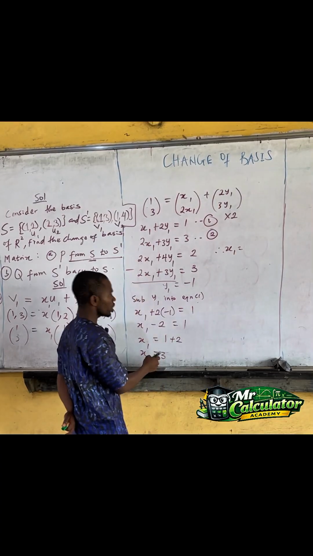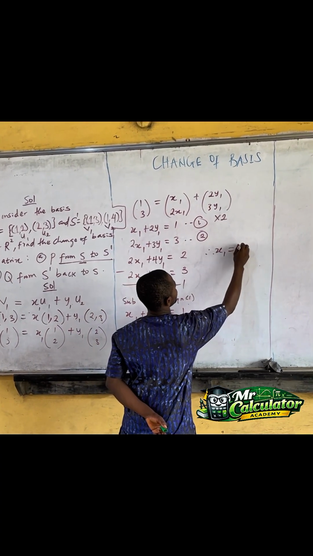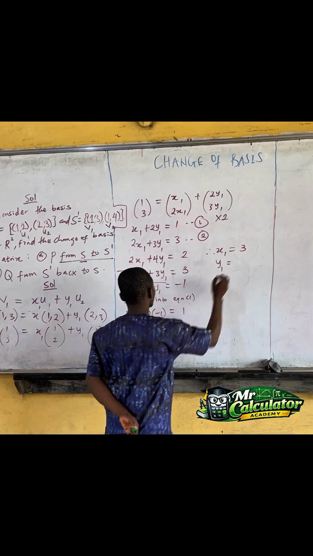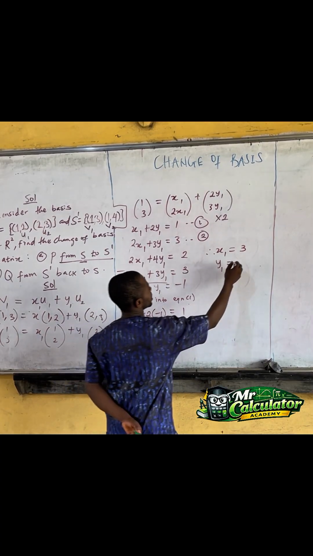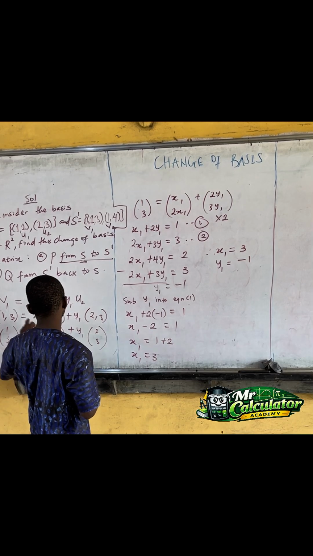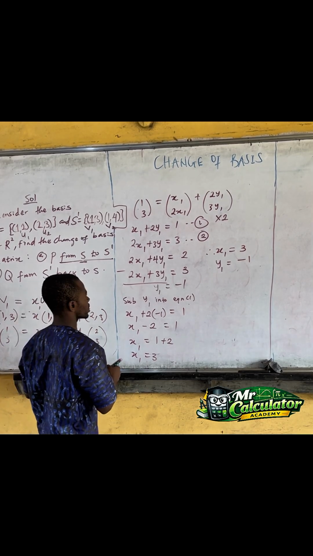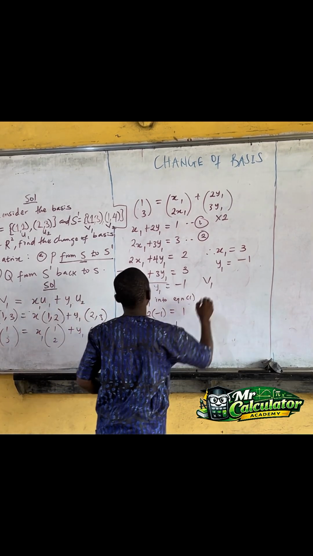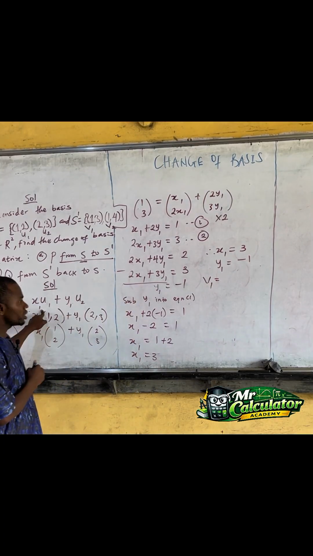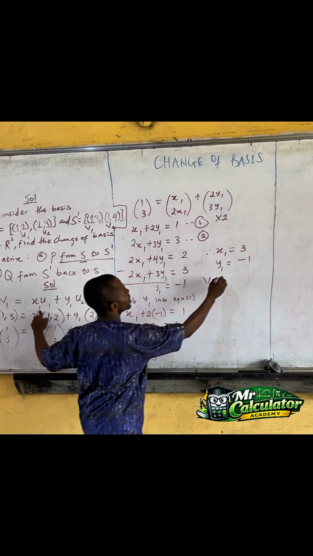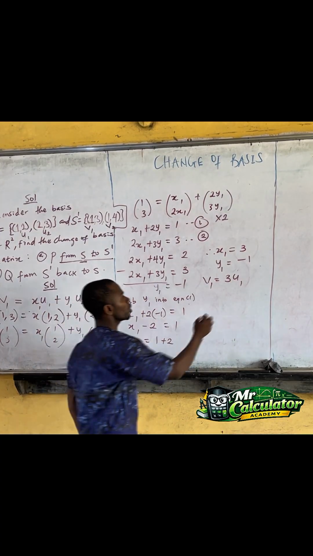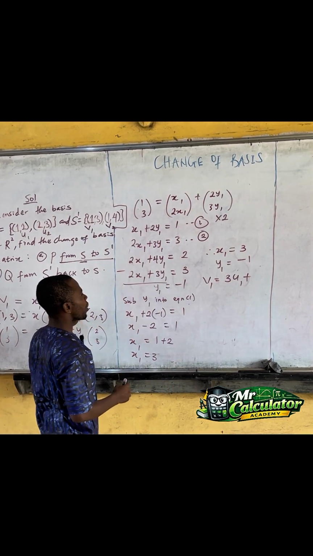X1 equal to 3, and Y1 equal to minus 1. Don't forget, we want to write this as a linear combination, which means that V1 equal to, I'm making reference to this, X1 is what? 3u1 plus y1.